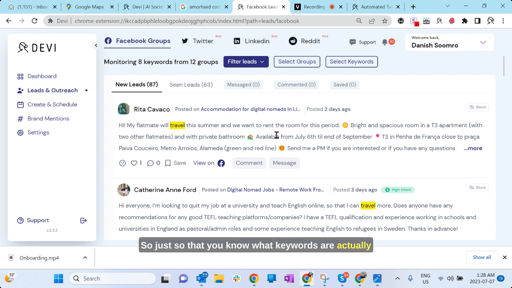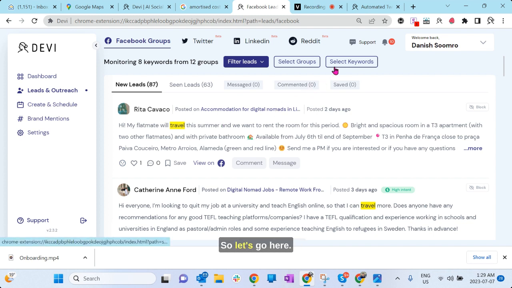Just so that you know what keywords are, these are the words people use to look for the products and services they need, or the pain they want to solve, or the partners they want to look for. These are the keywords they add in their posts, and they signal the intent of the post. There are eight types of intents: transactional intent, informational intent, and the rest of them. You can use ChatGPT or Google to find the eight different types of intents.